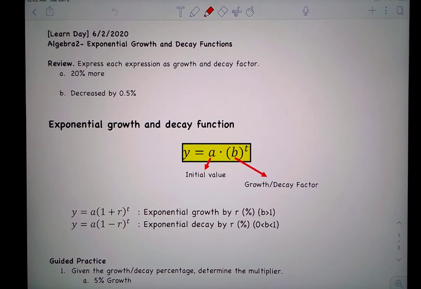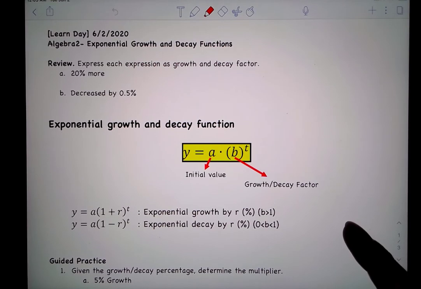Hong. Today is June 2nd, Tuesday, Learn Day, and it's June. It's the last month of the school year, right? And our last day is June 25th. So it's like we're almost there. So keep it up, guys.